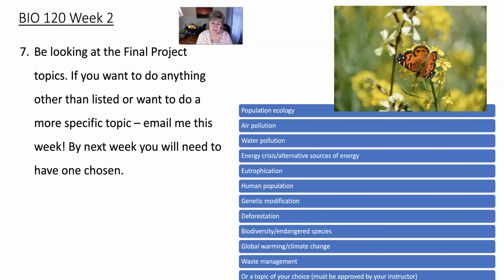But if you select population ecology, you would want to narrow that down a little bit. Say population ecology of deer in a state. Air pollution. I would narrow that down to a location. You know what air pollution is. But air pollution in a particular area would be good. Water pollution, same thing. You could do water pollution of the ocean. That's perfectly fine.